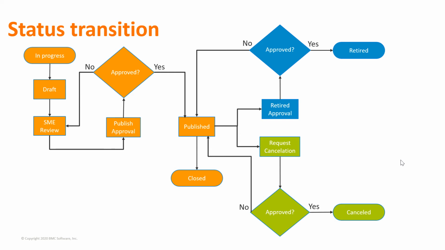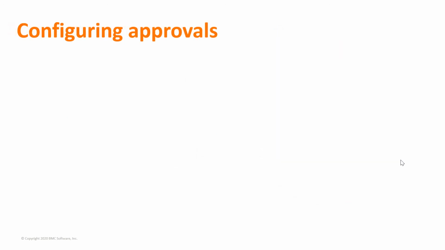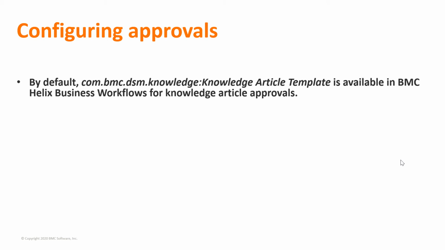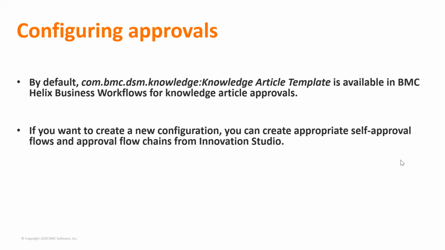For an approval process to work, a knowledge coach can configure approvals by using the existing default configuration or by creating a new configuration. The default configuration for knowledge article approval is com.bmc.dsm.knowledge:knowledge article template. BMC recommends that you use the default configuration to create approval mappings. If you want to use a new configuration, create it from Innovation Studio.